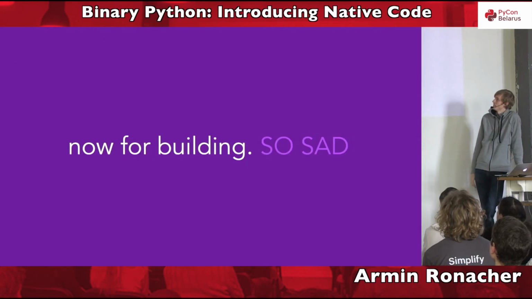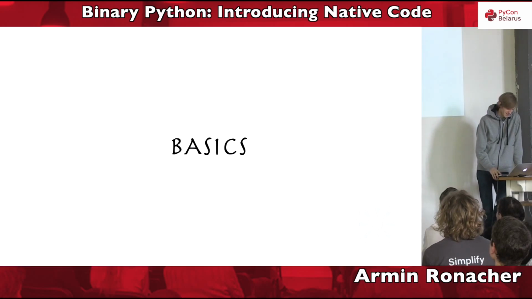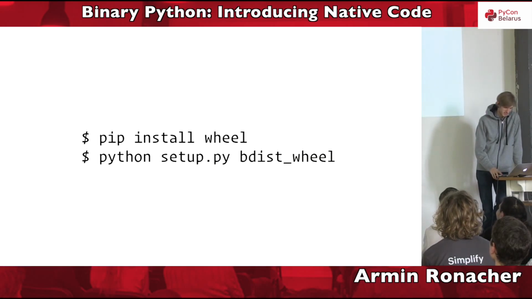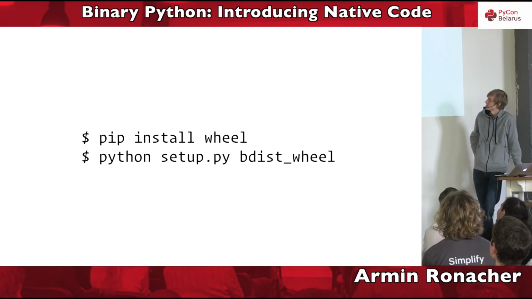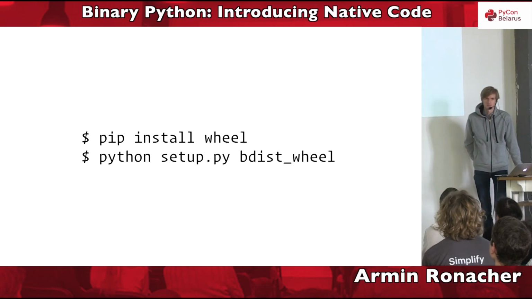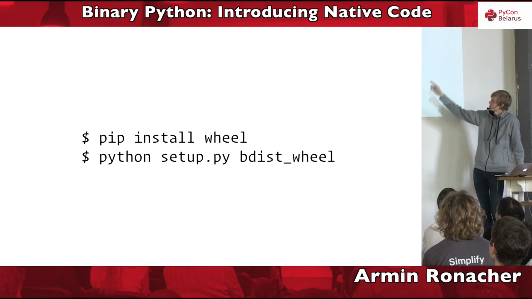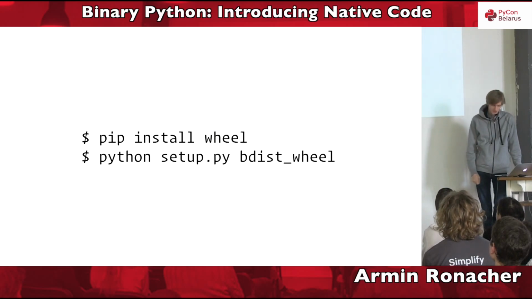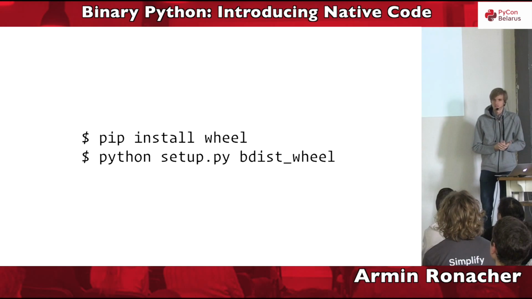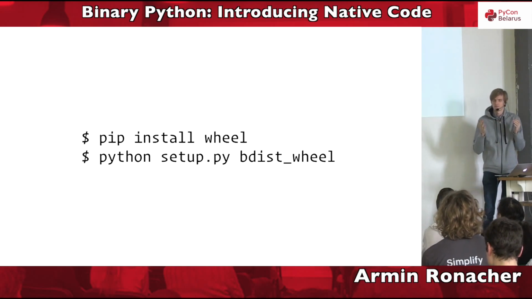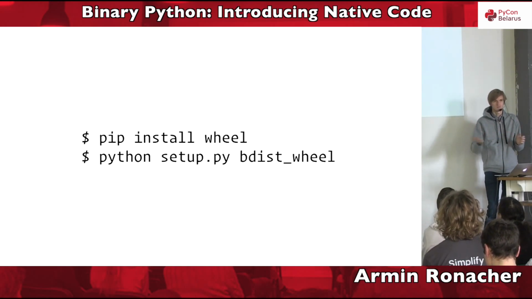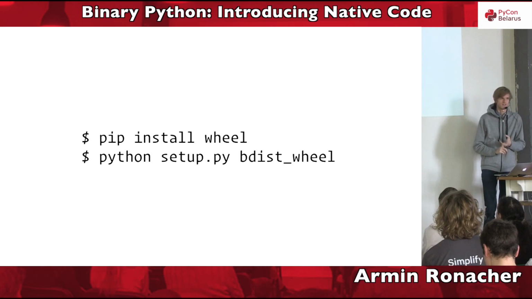Now for building, very sad process. So the basics is you need to have this pip install wheel package. It doesn't come with setuptools, so you have to install it separately. Once it's there, it magically provides this bdist_wheel command, and out come wheels. And these wheels come out specifically for the computer you're running it on. You can't cross-build wheels, so you have to basically have Macs, Windows machines, and Linux machines if you want to build it.